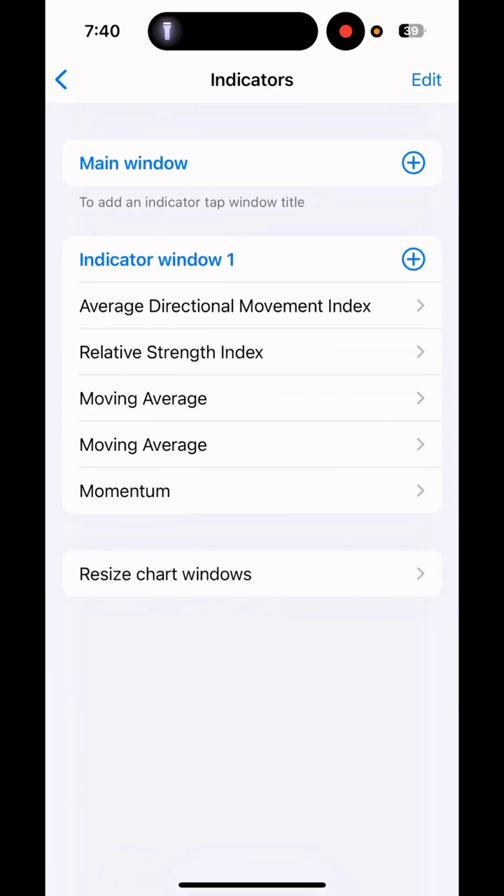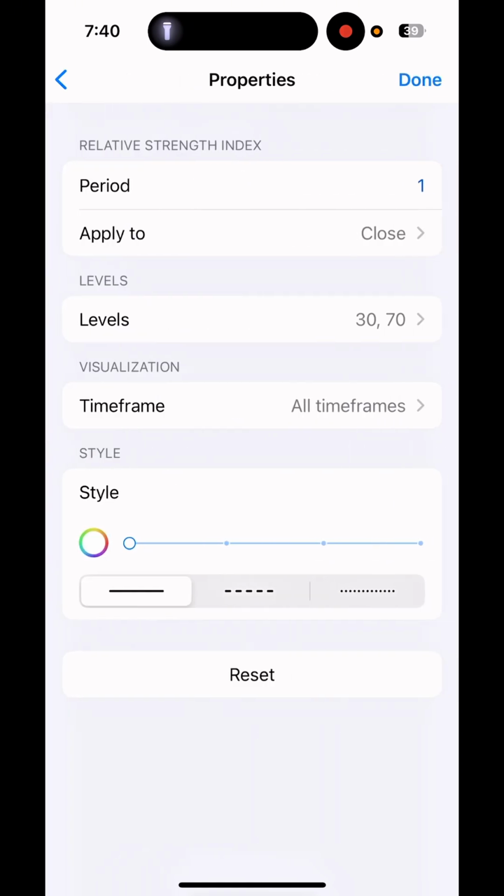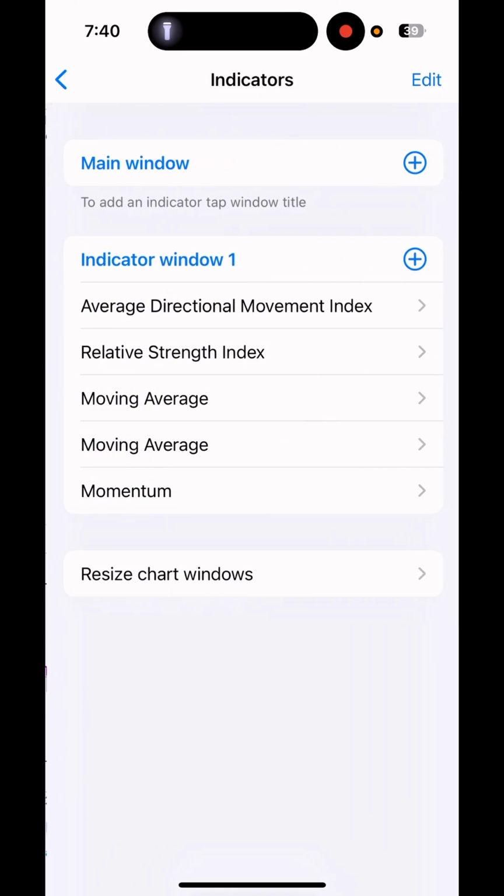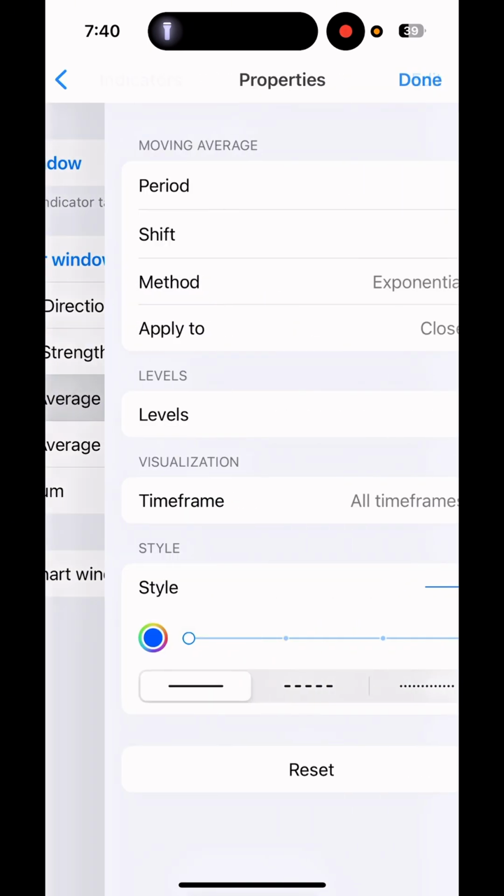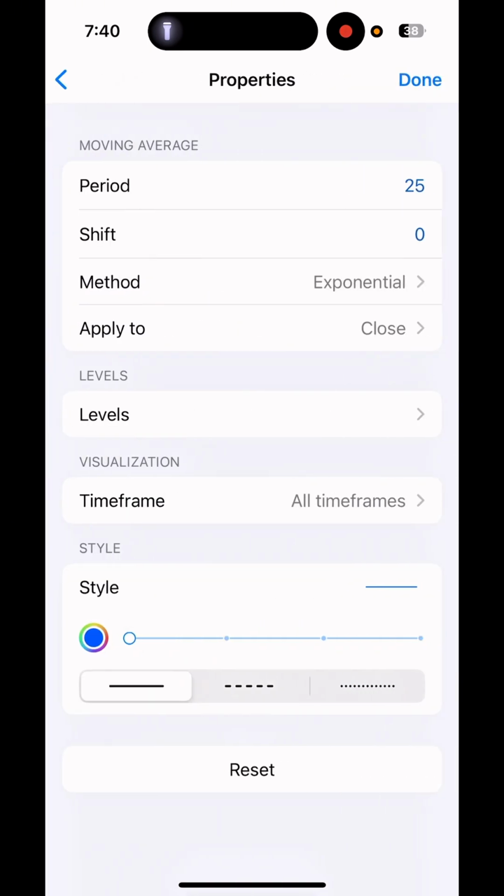Second indicator is going to be the relative strength index. Period 1, you apply to close, level 30 and 70. Style, you want to make sure that color white on 1 pixel with this first trend line. You click on done. Okay, then moving average, period 25, shift 0, method exponential, you apply to close. Style on 1 pixel, color blue on the first trend line. Then you click on done.